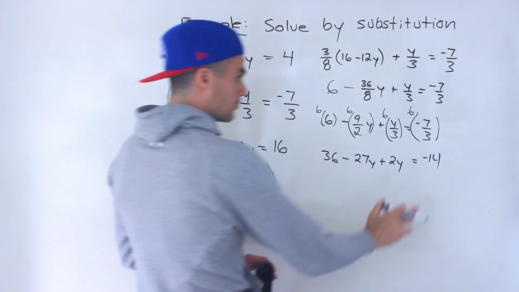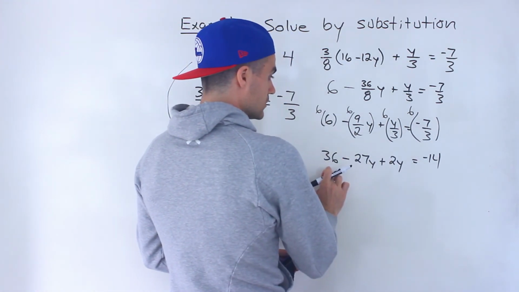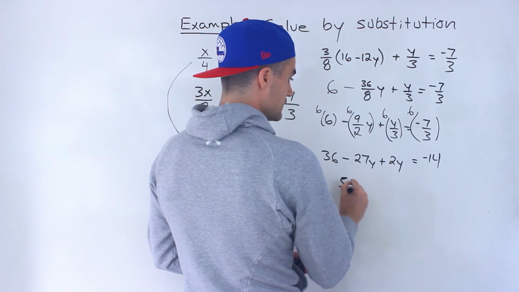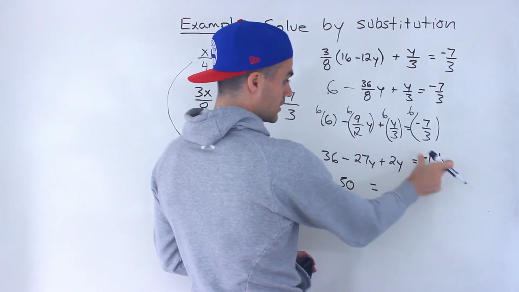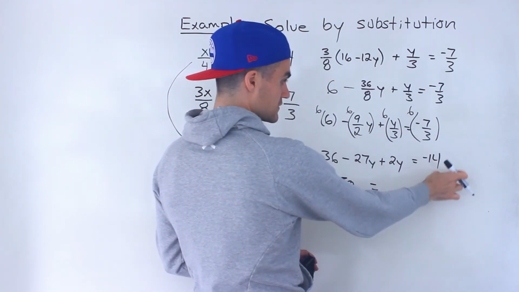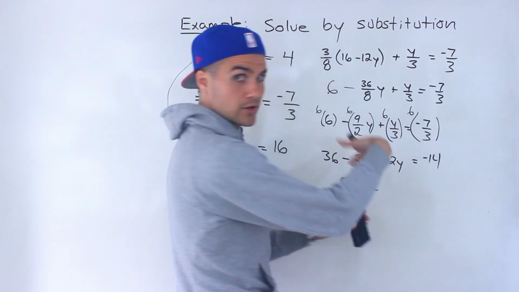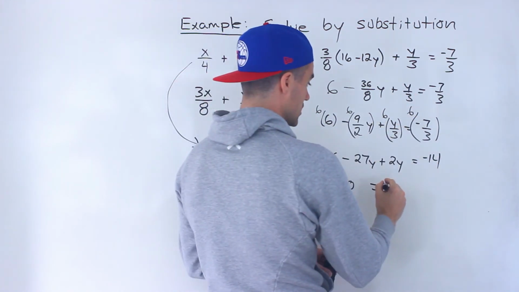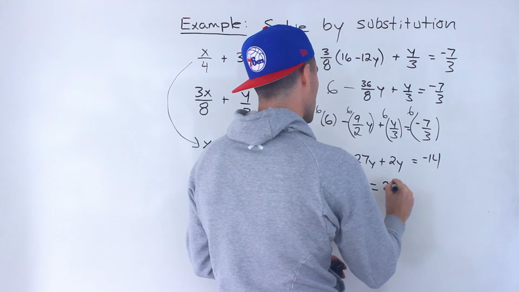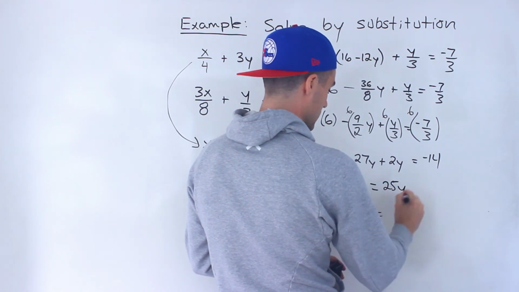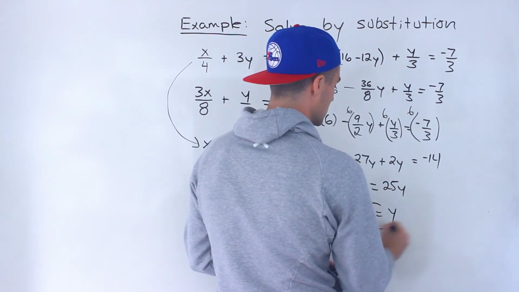And then what I'll do, I'll bring the negative 14 over, so 36 plus 14 gives us 50, and then these would come over. It would be positive 27y minus 2y. When it goes over to the right side, the signs change, so that would give us 25y. Divide both sides by 25, y would be 2.